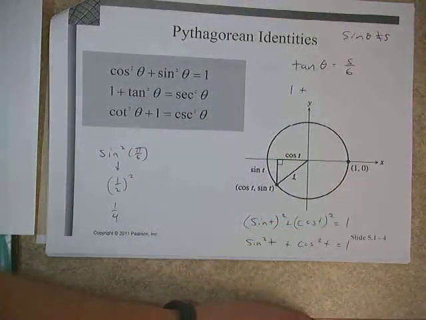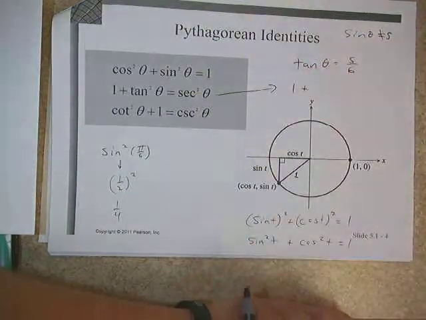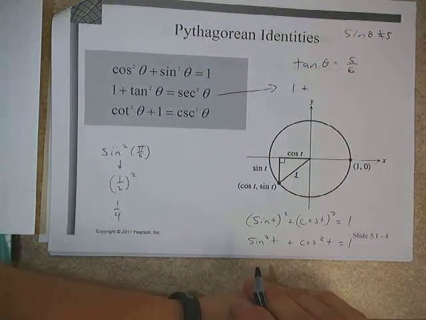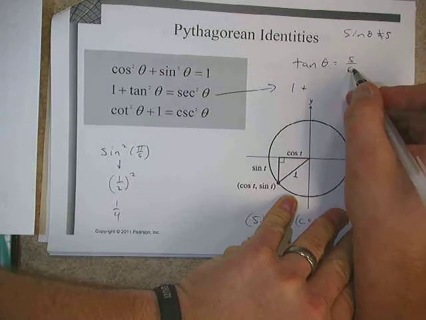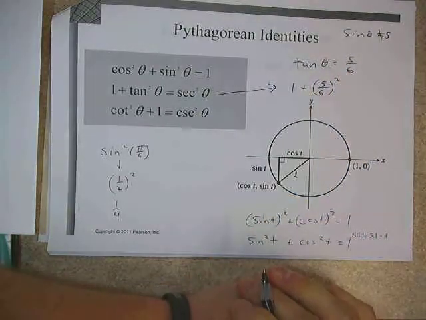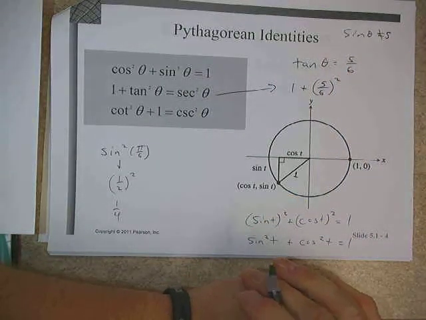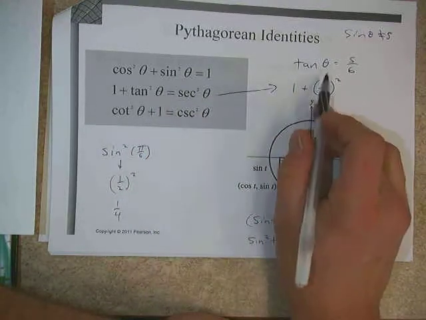True? So really, if I know one, shouldn't I be able to use one or more of these sentences to find all of them? Sure. So let's do that. If I do 1 plus, and here's another part where people usually mess this up. If I'm going to use this equation right here, 1 plus tangent squared equals secant squared, here's where we have to be careful: the tangent of theta is equal to 5/6.